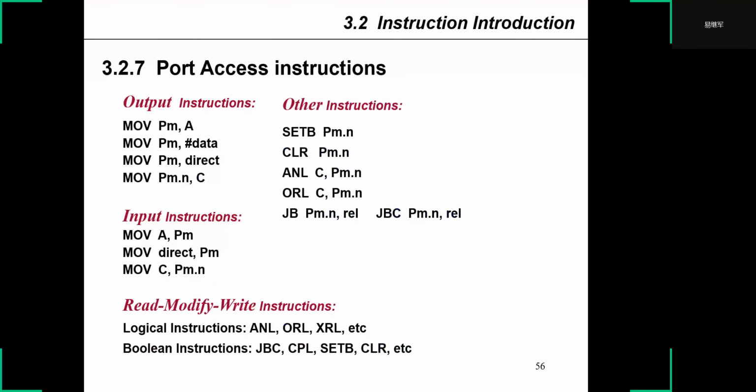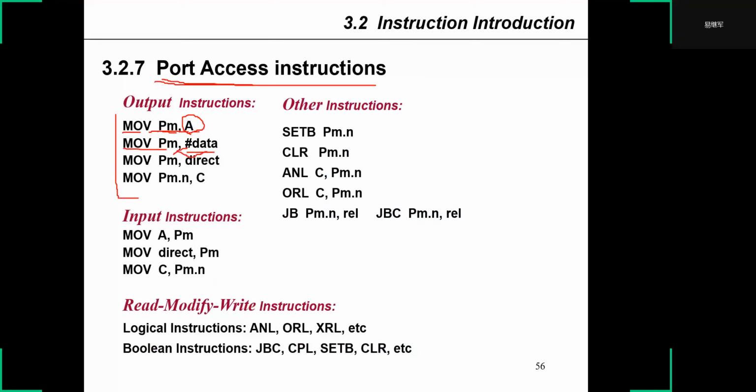Next, I introduce the port access instruction. In the 8051, there are four ports: P0, P1, P2, P3. We can use the port access instructions. MOV Pn, A means move the value at A to Pn, which means P0 to P3. MOV Pn, #data moves this data to the port.